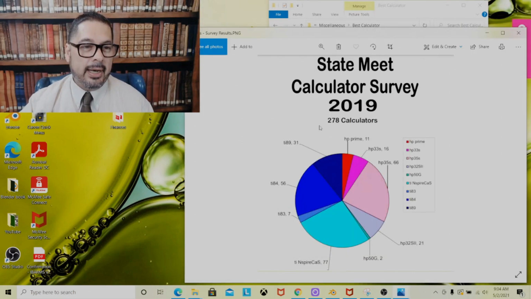Okay, so that's the HP Prime, and that does it for the HP calculators that were used on the state meet. So now we go to the TI-89 line. I'm familiar with all these TI calculators. I've been a public school teacher for over 20 years. So let's talk about the 89.